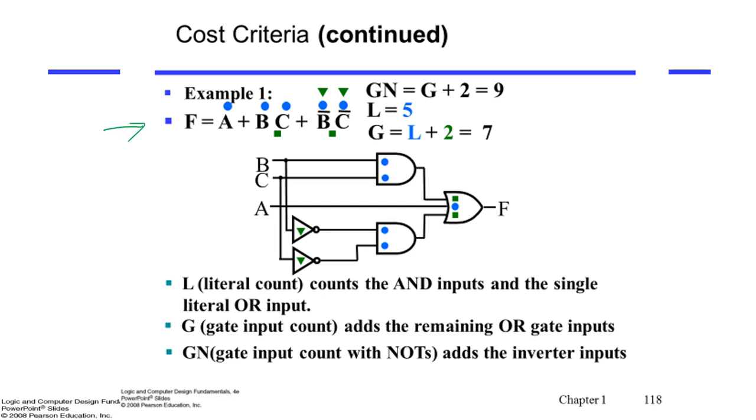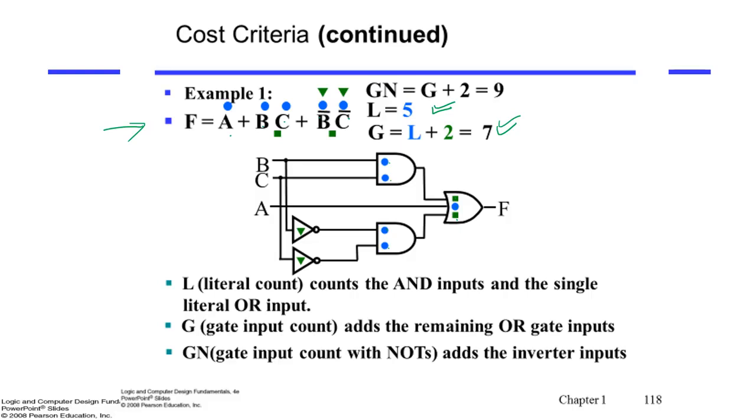If you look into this expression, the literals are 5. Now let's look into the gate count. As I told you, gate count means you are talking about only AND and OR gate counts, right? So how many AND and OR gates? You can say 1, 2, 3, 4, 5, 6, 7. So that's why the gate count is 7.